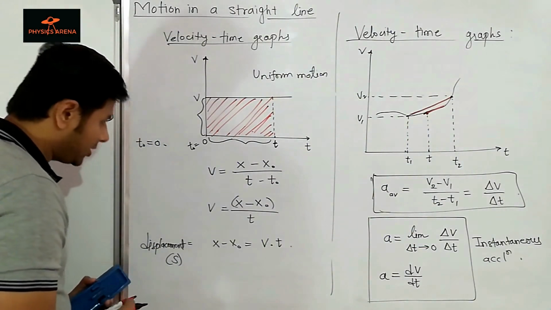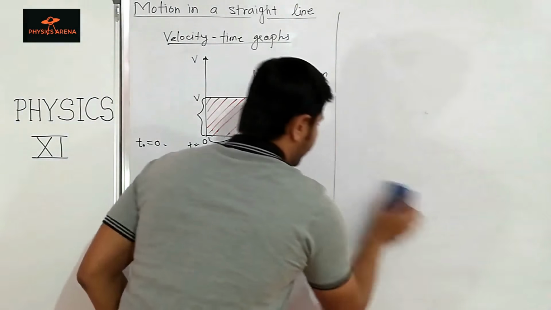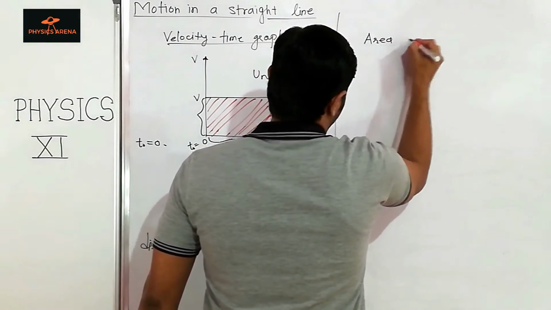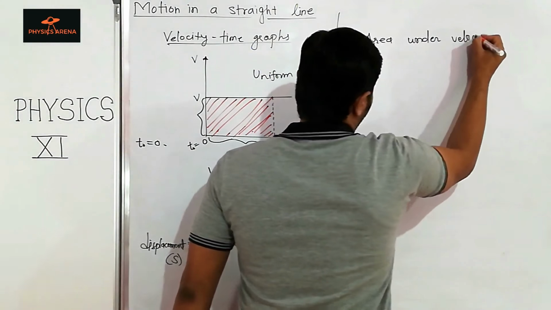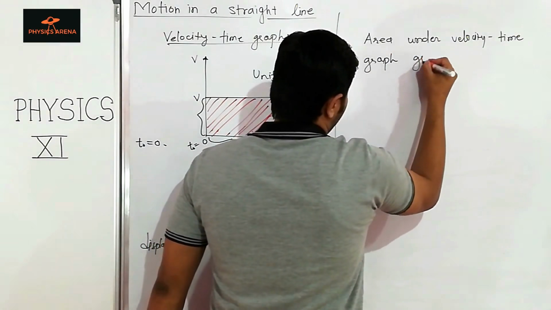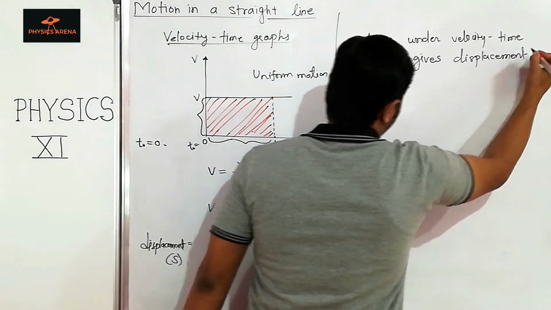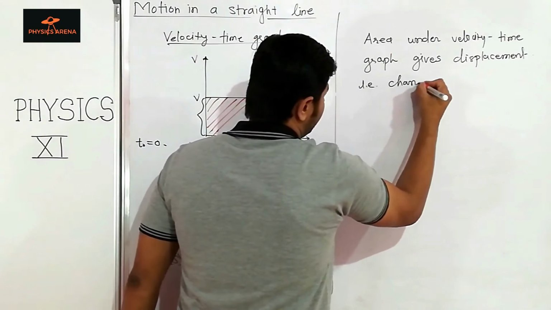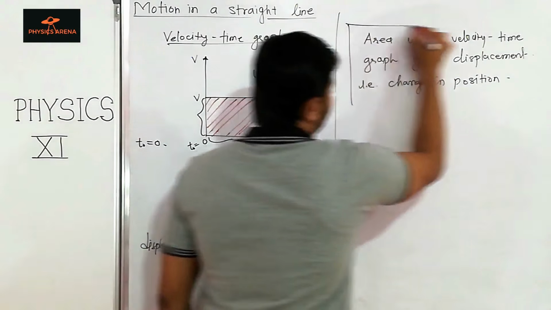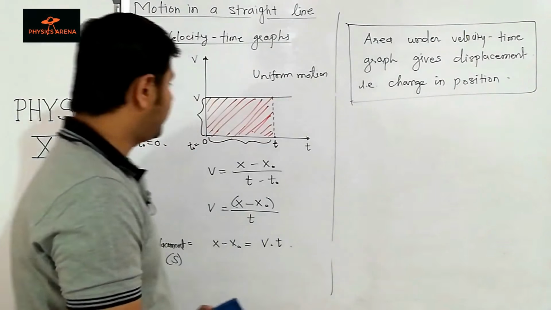Before that, let me write this statement somewhere. The statement is: area under the velocity versus time graph gives displacement, that is, change in position. Okay, this is very important, so we are taking note of that.